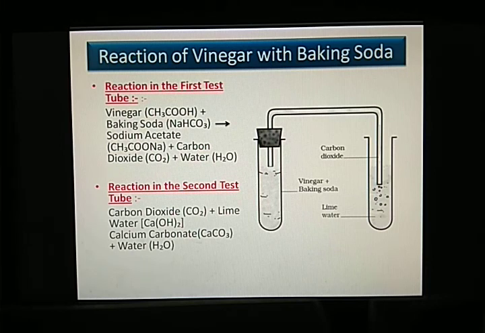So I hope you all have understood today's video, how these chemical changes occur. We'll be discussing some more tests and experiments on these chemical and physical changes in our next class again.